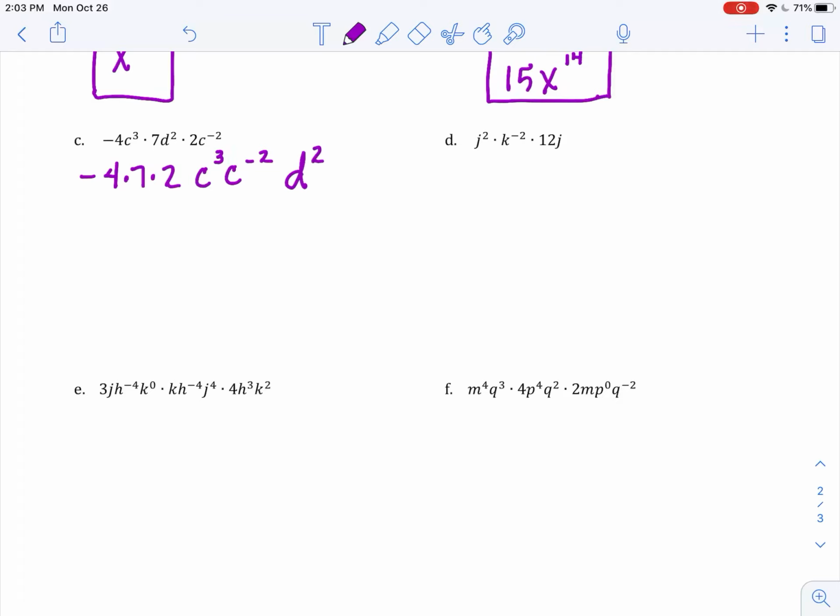So I've done nothing to this problem but rewrite it at this point. All right, so the coefficients will get multiplied together. So these are our coefficients right here. And so I'm going to multiply those together, and I'm going to get -56.